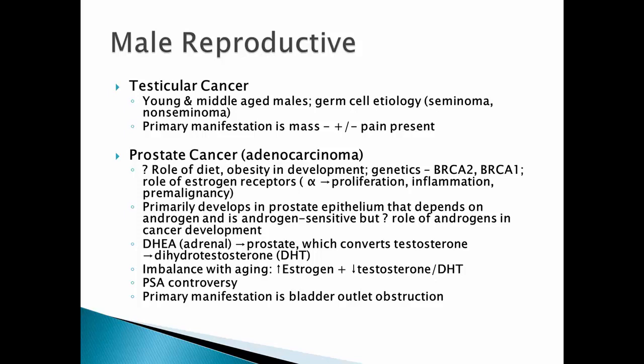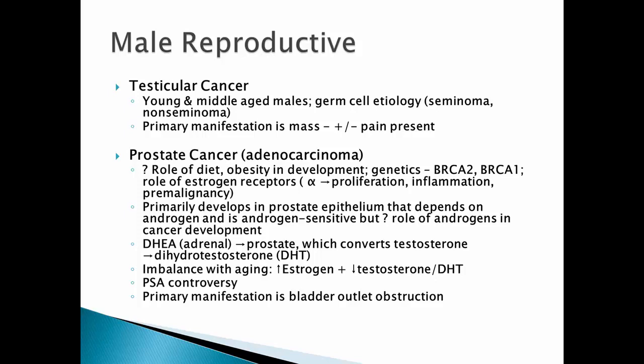DHEA is dehydroepiandrosterone. This is a hormone that comes from your adrenal gland. That then goes to the prostate gland, which converts DHEA to testosterone, and then testosterone is converted to dihydrotestosterone, or DHT.